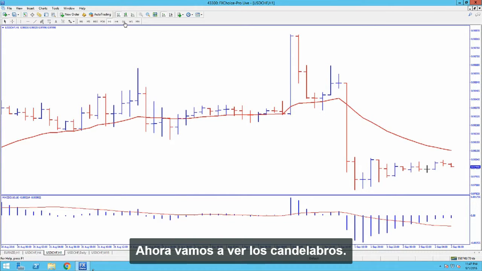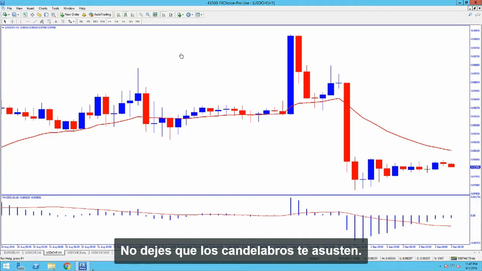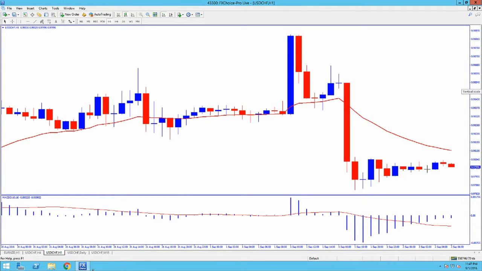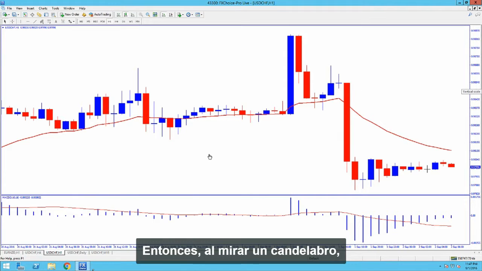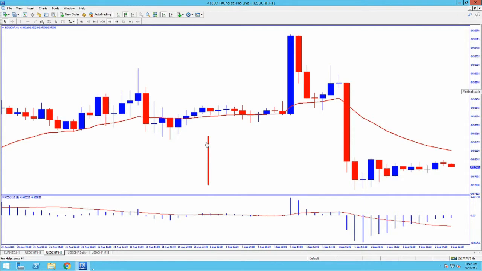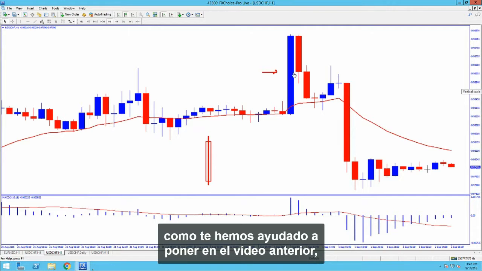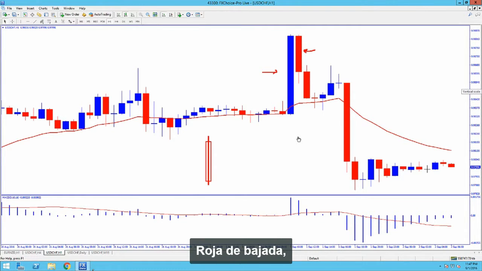We're going to look at the candlesticks now. Now, don't let the candlesticks scare you. It's very easy to learn. So when looking at a candlestick, you have the wick, and then you have the body. Now we have our bars as blue, as we helped you set up in the prior video, for up, red for down, to make it simple.